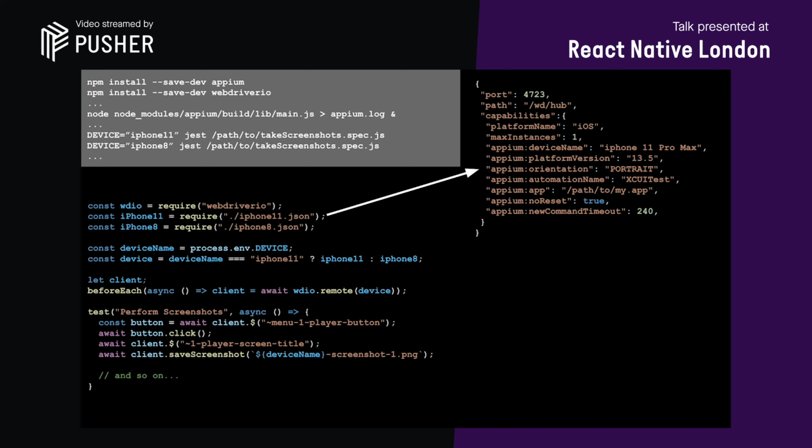We know we're going to pick the device config based on the environment variable, and these are the Appium capabilities I mentioned earlier. This is what we're asking Appium to run our test on. In this case, an iPhone 11 Pro Max simulator. And Appium will actually launch the simulator for us too, which is very convenient. Before each test, we're going to get a fresh WebDriver IO client for our given device.